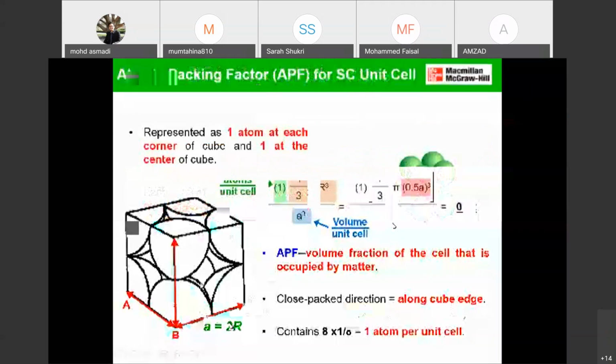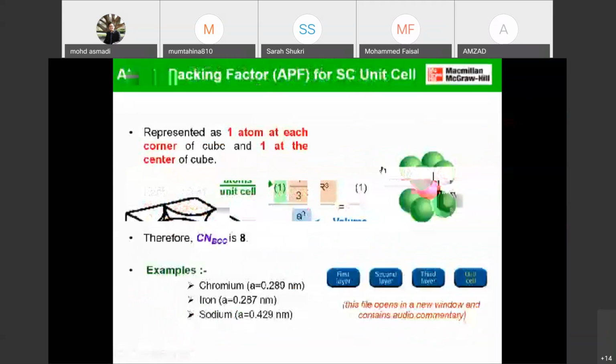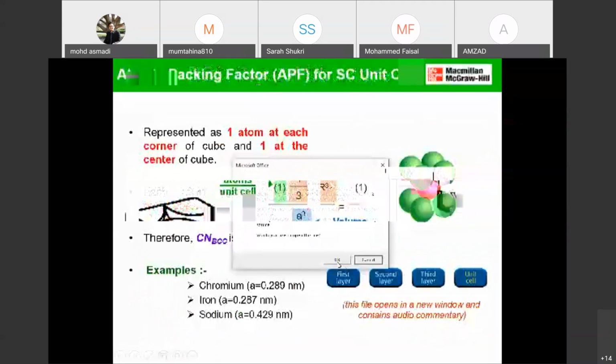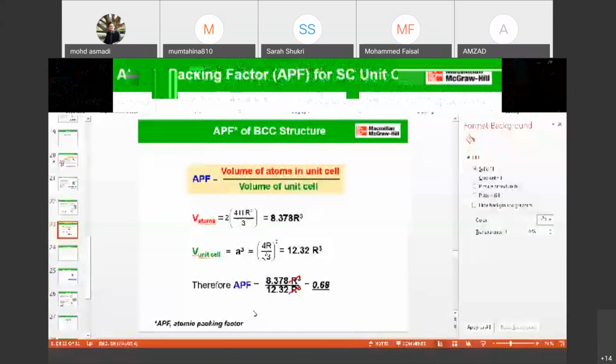For the next structure, this is the video. This is body centered. I'll show you the video.